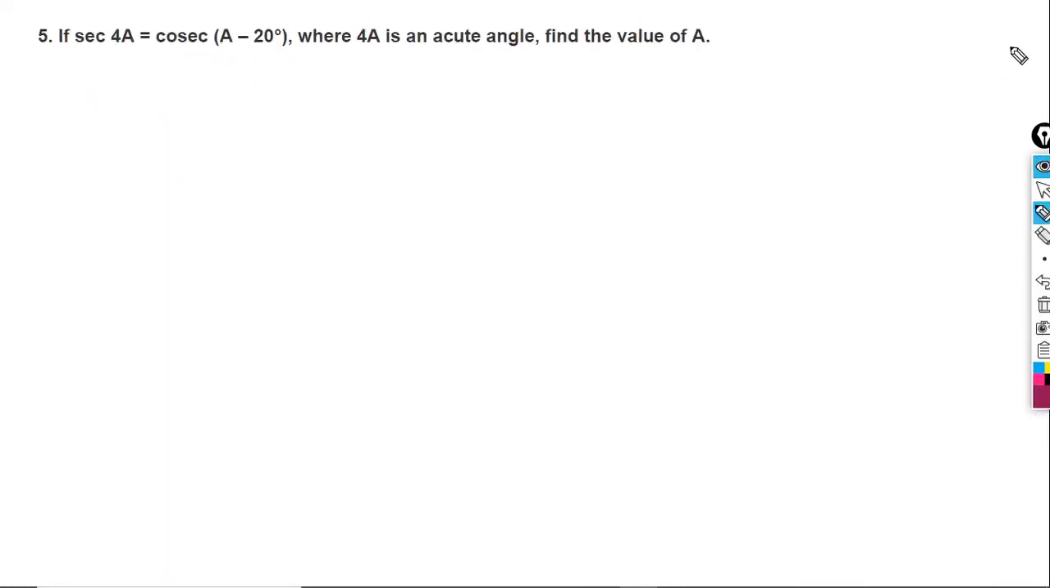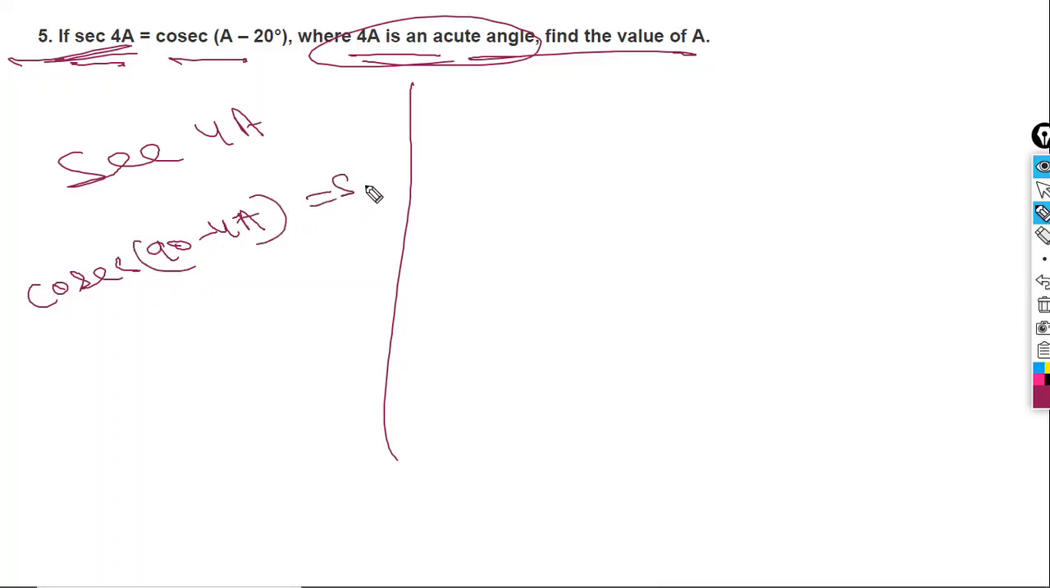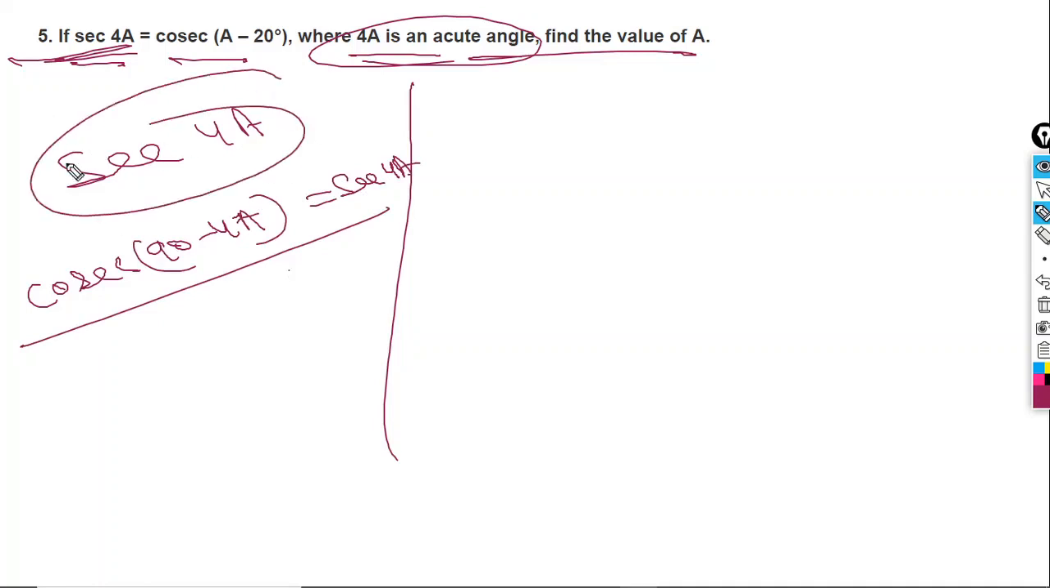5, let's start. If sec 4a equals cosec (a minus 20), where 4a is an acute angle, find the value of a. Same story here. You know that cosec (90 minus 4a) will be equal to sec 4a. This is a formula for us. So instead of sec 4a, we can write cosec (90 minus 4a). So we'll write the question first.